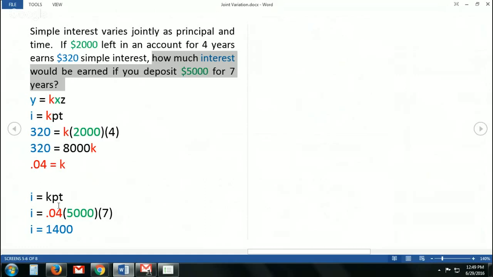So let's do that. Going to our working equation, I is equal to kPt. We're trying to find the amount of interest. Our k is 0.04, 4%. We've deposited $5,000 for 7 years. Multiply 0.04 times 5,000 times 7, and we find that $1,400 is the amount of interest that we will earn.